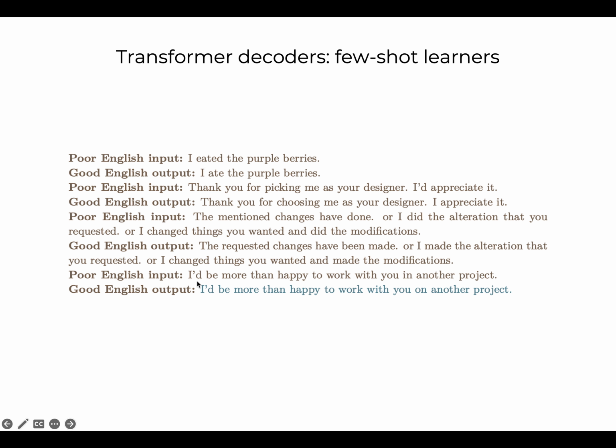So if I input all of that and then I use autoregressive prediction to make it keep just predicting the next token, the next token, the next token, it actually manages to continue this pattern. So here it corrects "work with you in another project" to "work with you on another project". And it was never trained for that task. We haven't even fine-tuned it for this task. But there's enough context in seeing examples of good and bad English for it to be able to complete the sequence and provide me with a sort of translation to good English.